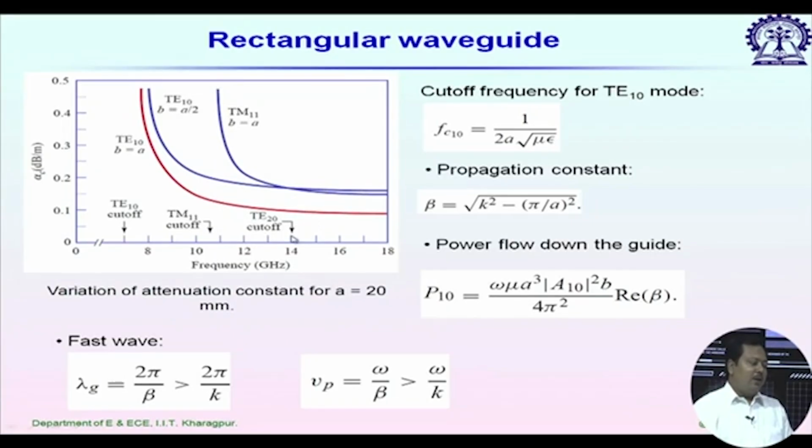And if we calculate the lambda g value for each and every case, we have 2 pi by beta, which is always more than lambda naught, or in other words, the phase velocity will always be higher than c. So, that means the rectangular waveguide supports only a fast wave, the TE mode is a fast wave mode.